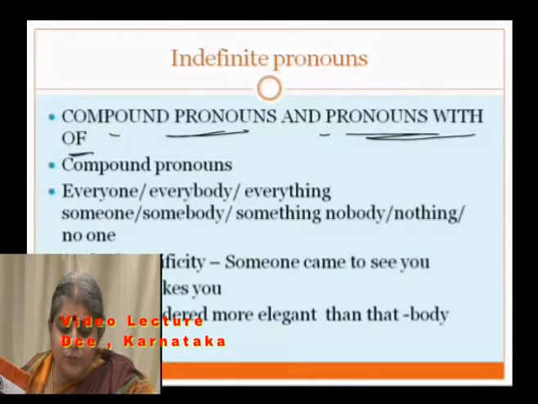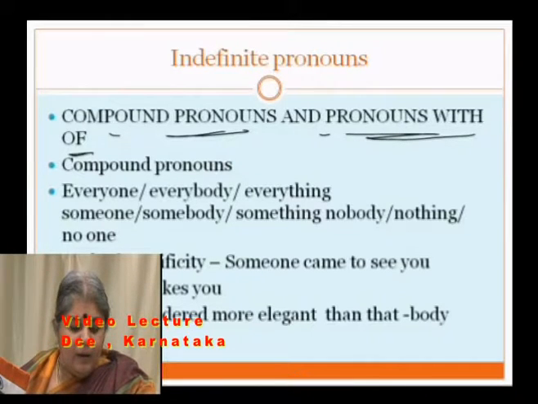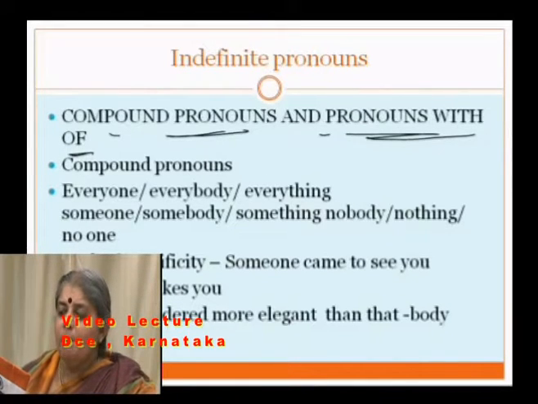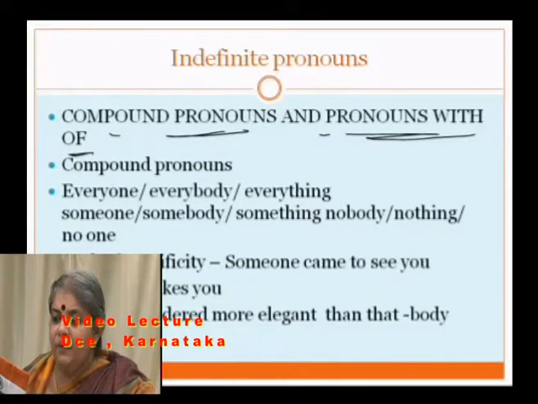Indefinite pronouns are of two types. That is, those that convey less definite meaning. They are compound pronouns and pronouns with of. Compound pronouns has these lists that I have put forth: everyone, everybody, everything, someone, somebody, something. It lacks what? Specificity. It is not definite. Someone came to see you. Everybody likes you. One is considered more elegant than the usage of what? Buddy.